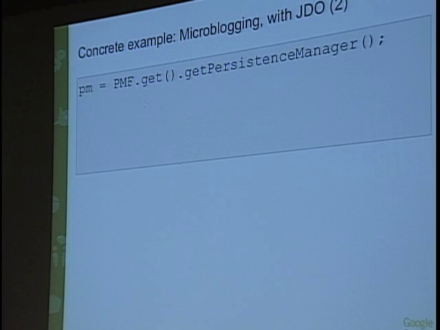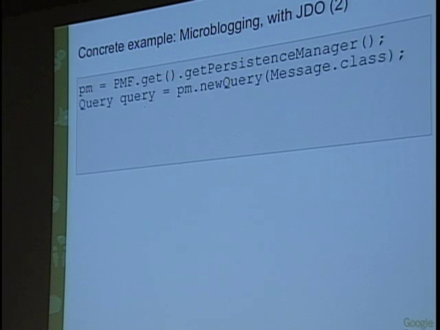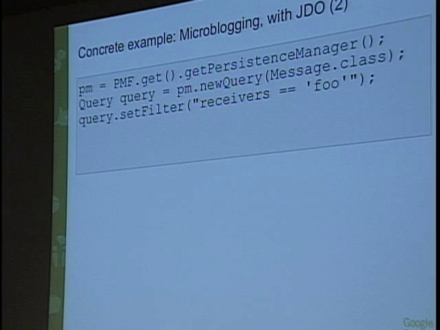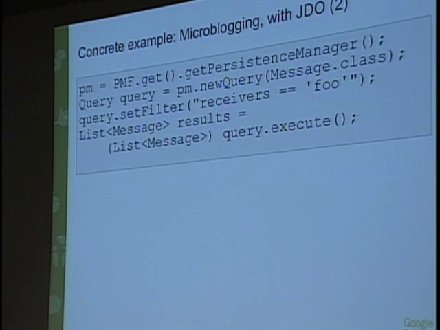Now, to do that query in Java, we write things a little bit differently. We have to get a persistence manager. We have to create a query on the Message class. Then we set a filter. We say where users equals, say, me. And then we get a list of results when we execute that query. It's very simple.